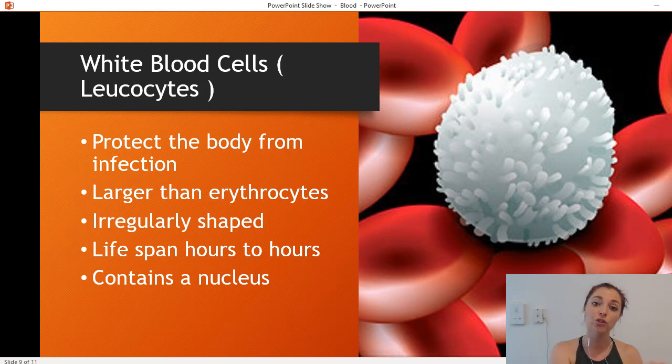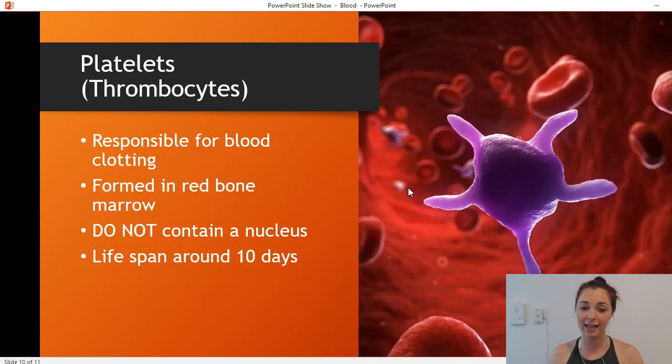Red blood cells, which are known as erythrocytes, their main function is to carry oxygen around the body. Another name then for white blood cells is leucocytes. Last cell we have then, platelets, also known as thrombocytes, responsible for blood clotting.